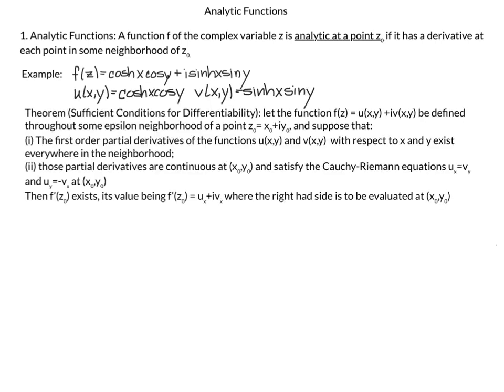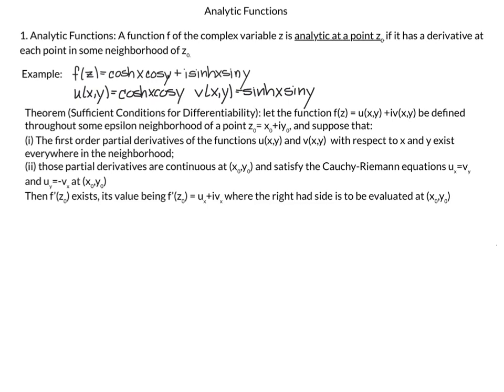The first thing I'm going to do is separate out my u of x y, the real portion of my function, which is cosh x cosine y, and my imaginary part, my v of x y, which is sinh x sine y. And I have copied our theorem for sufficient conditions of differentiability over here. And remember, differentiability is the same thing as analytic.